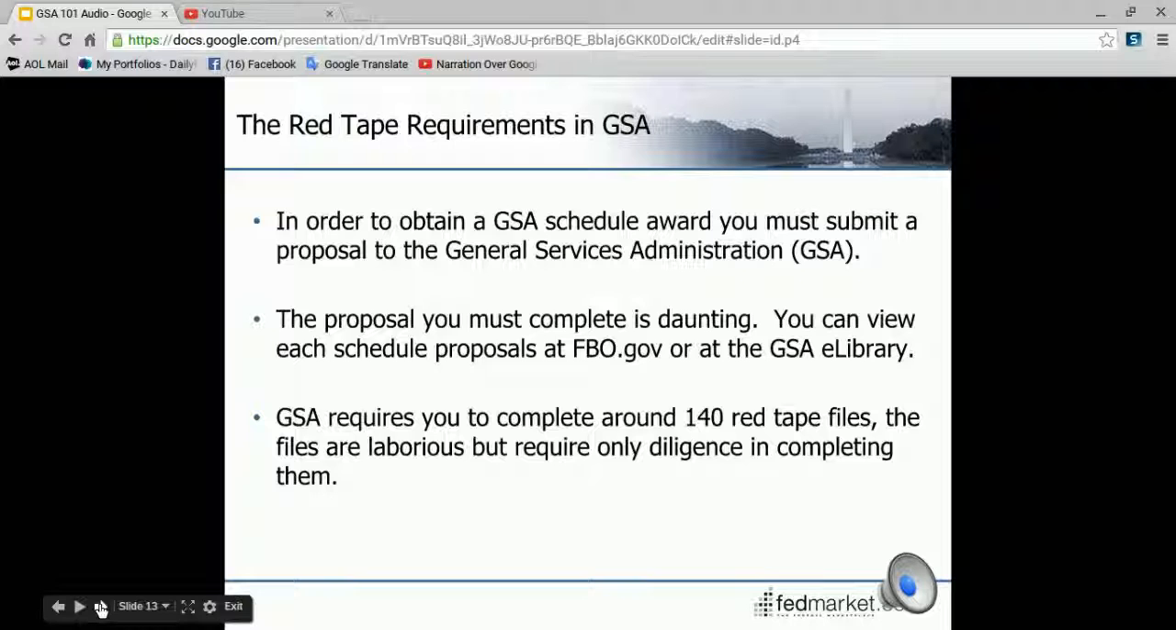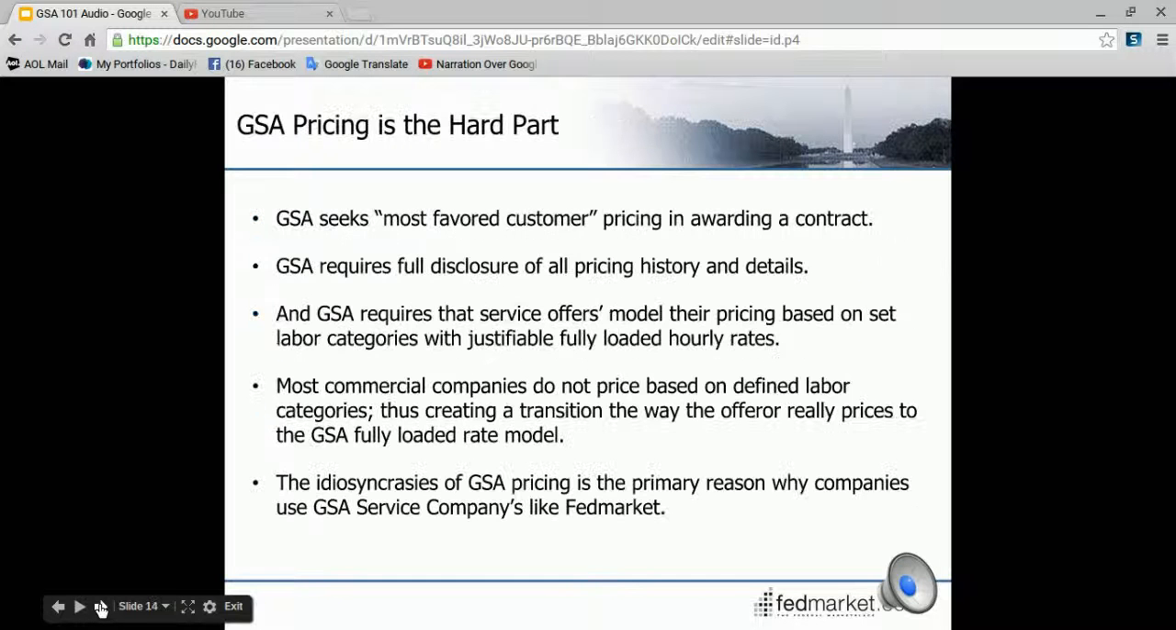The red tape requirements in GSA. In order to obtain a GSA Schedule award, you must submit a proposal to the General Services Administration. The proposal you must complete is daunting. You can view each schedule proposal at fbo.gov or at the GSA e-library. GSA requires you to complete about 140 red tape files. The files are laborious but require only diligence in completing them.